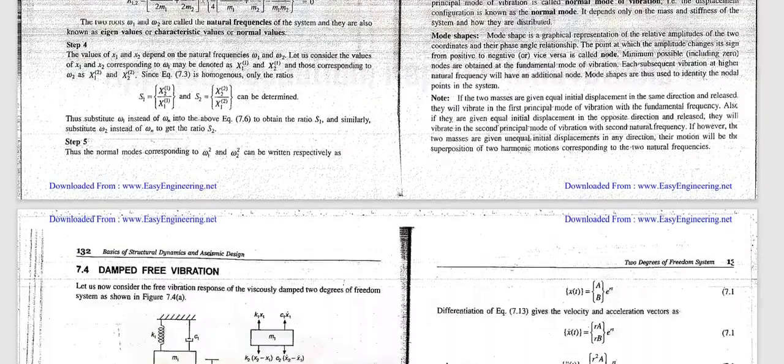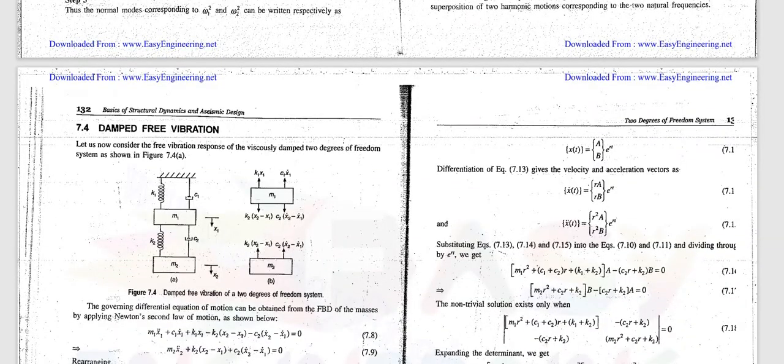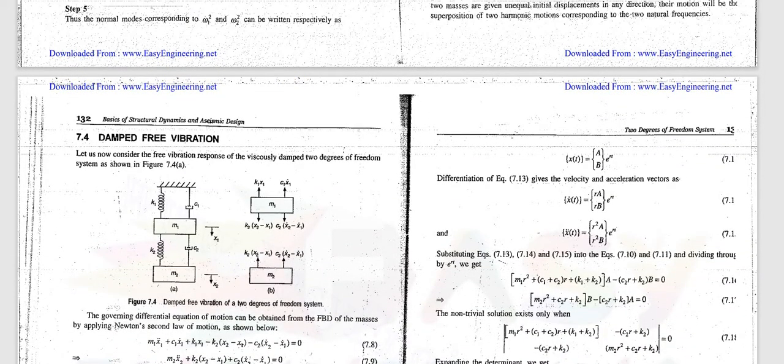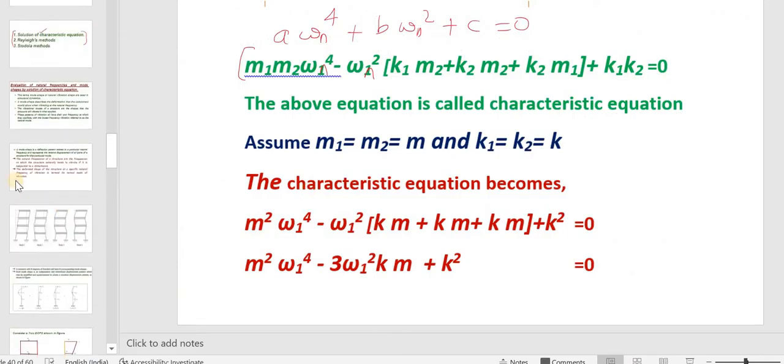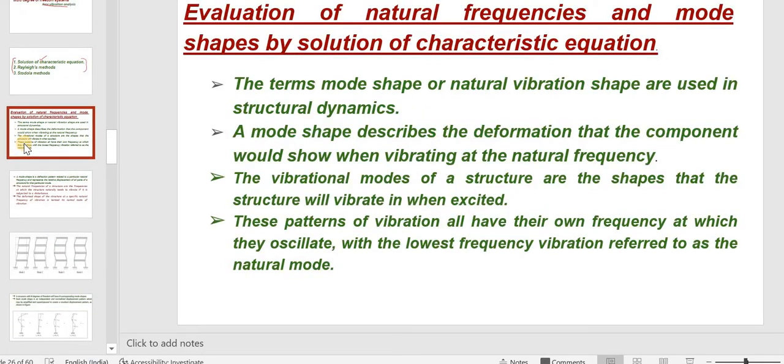Now another term that is coming into consideration is mode shape. So what is mode shape? That I am going to discuss. The term mode shape or natural vibration shape is used in structural dynamics. It describes the deformation that the component would show when vibrating at the natural frequency. So the vibrational modes of a structure are the shapes that a structure will vibrate in when it is excited.